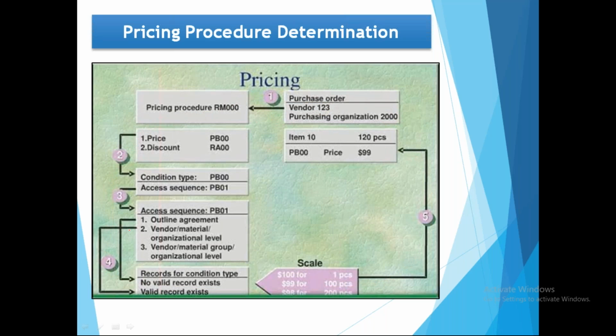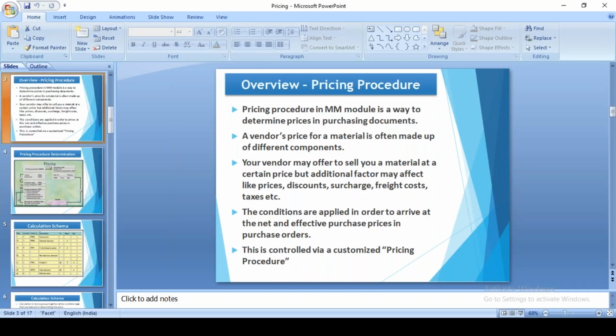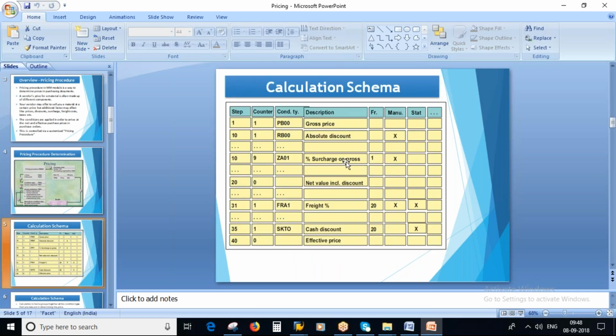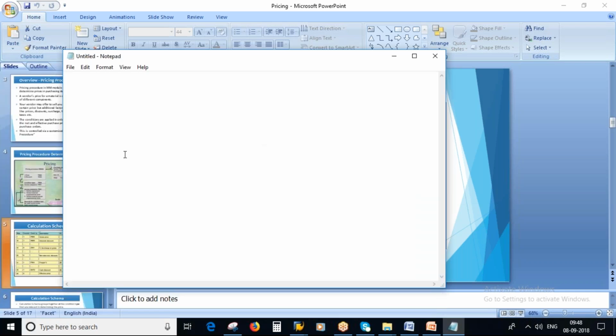Okay, now we will see this in the system. So suppose our first thing is calculation schema. It is nothing but pricing procedure. Okay, I'll put it in a notepad file. First one is determine pricing procedure, which is nothing but calculation schema.